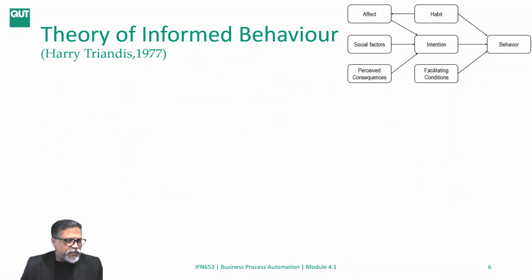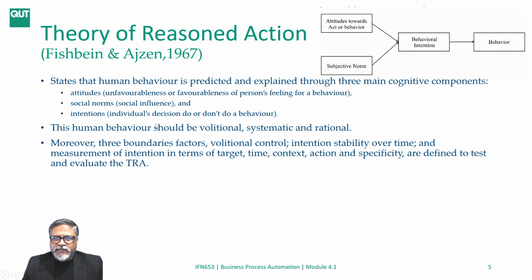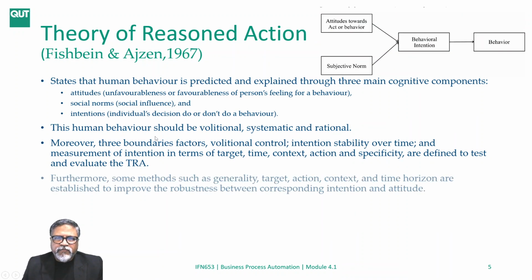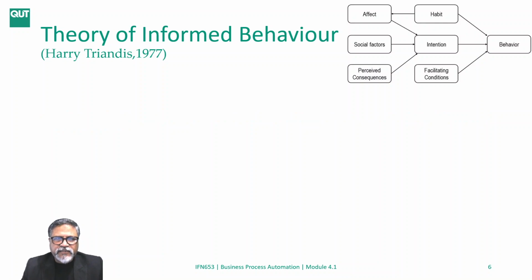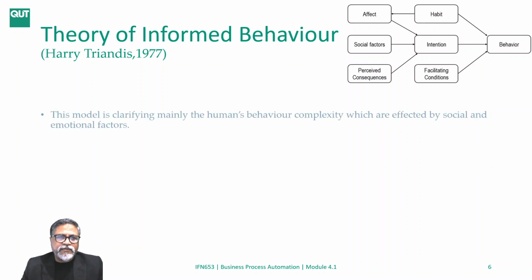The second theory is theory of interpersonal behavior. Now, in 1967, the first theory of reasoned action came out, and of course, then people started looking at its pros and cons, and then Harry Triandis, in 1977, worked on theory of reasoned action and said, no, there is something we need to add to that, right? So the model classifies mainly the human behavior complexity, which is affected by social and emotional factors.